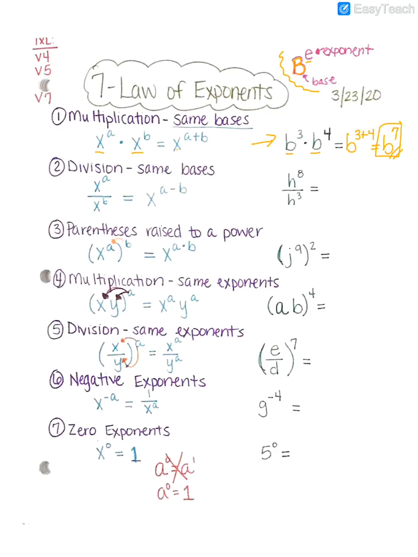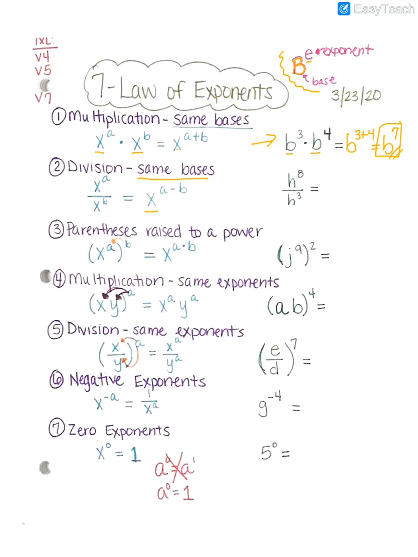So now we go to division. In division, it's a little bit opposite of what we did in multiplication. In multiplication, we added the exponents. Now for division, same thing: if we have the same bases, instead of adding, we're going to subtract. So again, same base. We have x and x. Then we keep the base and just subtract our exponents.